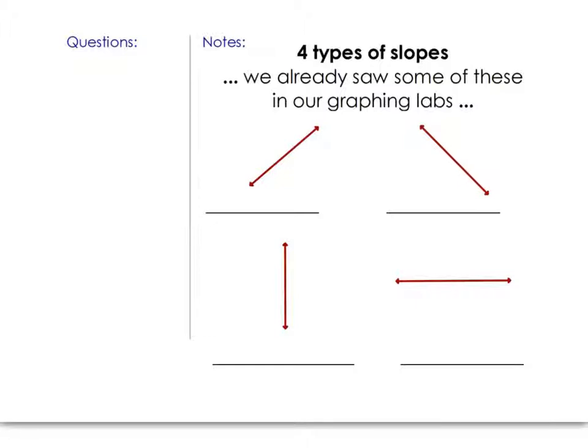So we already saw some types of slopes before in our graphing labs and things that we've looked at this year. We have 4 types of slopes. My first slope is a positive slope. My graph is increasing, so the slope is positive. Well, then if I have a positive, I also have a negative. As x increases, y decreases.